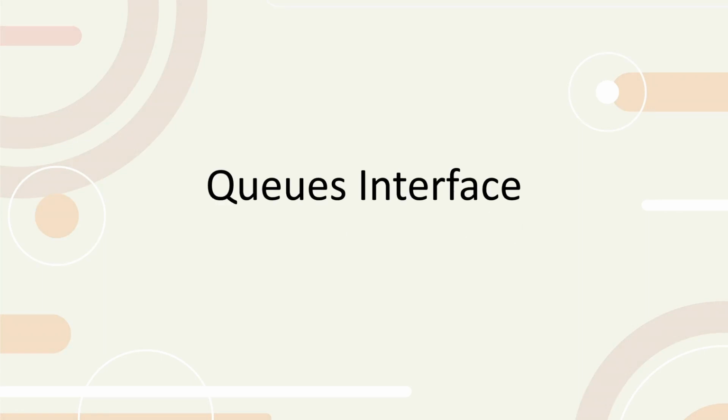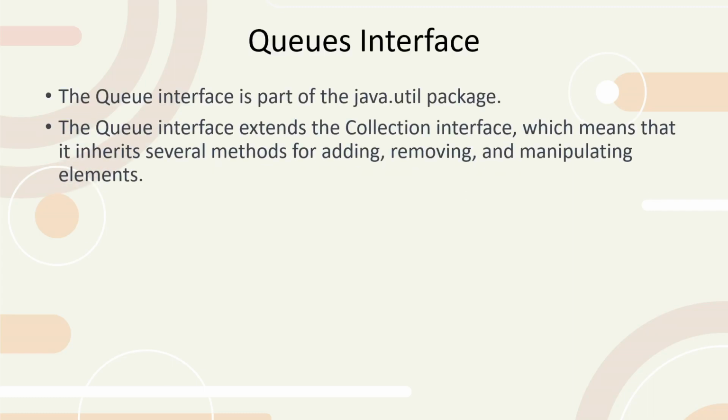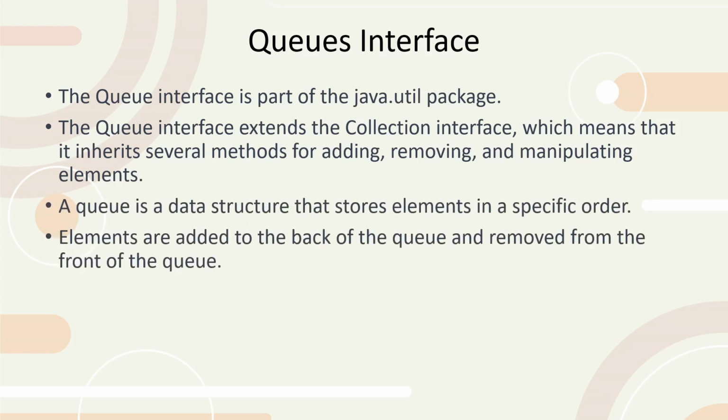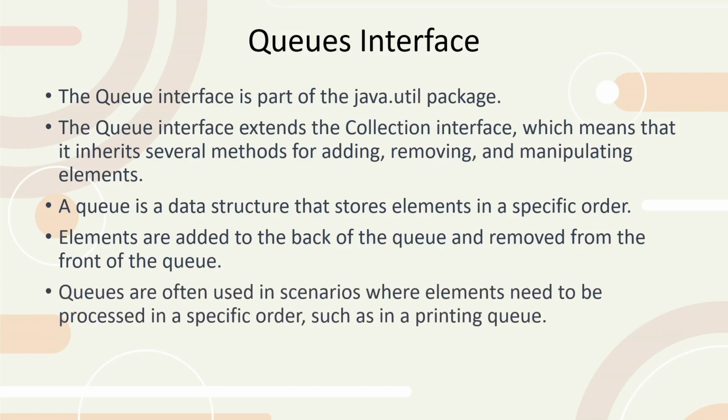Today we are going to dive into the Java collection framework, specifically the Queue interface and its implementations. So let's get started with the Queue interface. Queues are data structures that allow us to store and retrieve elements in a specific order. They are often used in scenarios where elements need to be processed in a specific order, like printing in a queue, call centers, bank queues, etc.